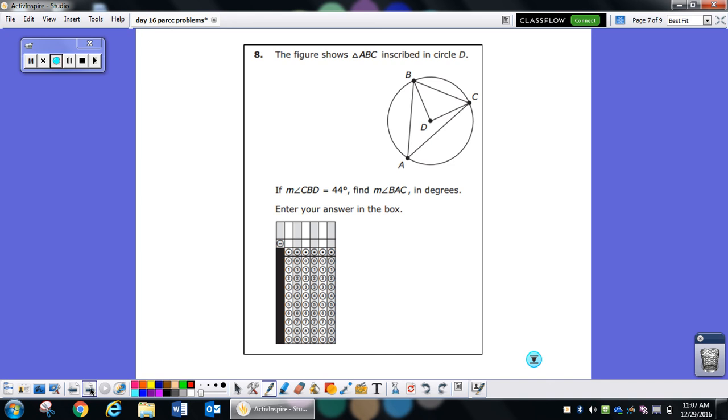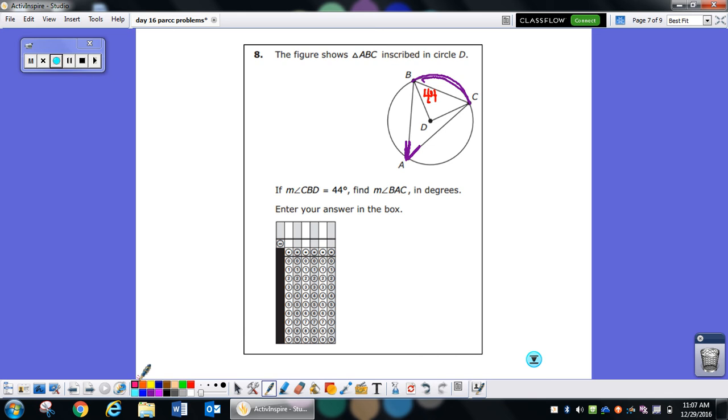All right, number 8 is super duper doable, I think. So label what they tell you. The measure of angle CBD is 44. Oh, okay. All right. So we got to find this guy. Well, in order to find that guy, you might want to find that arc because you know that that angle is half of that arc.